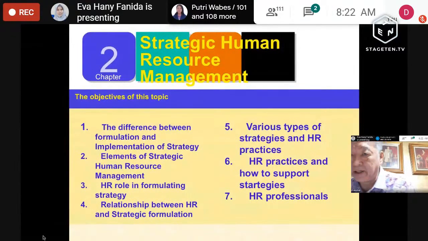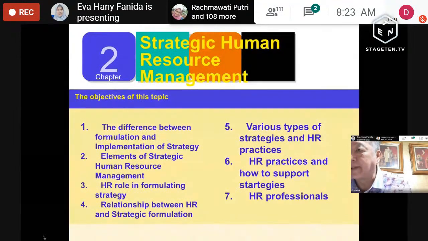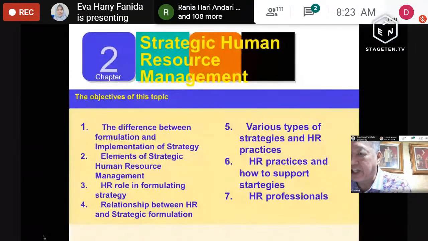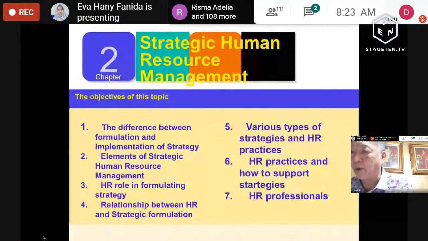So the objective number 5, the 5th objective is how many strategies there are, and also HR practices to help the organization to implement the strategy. As I mentioned, we have organization strategy, and HR can make a contribution to organization strategy. So how many types of strategy are there and how can we help them. Objective number 6, HR practices and how to support strategy.